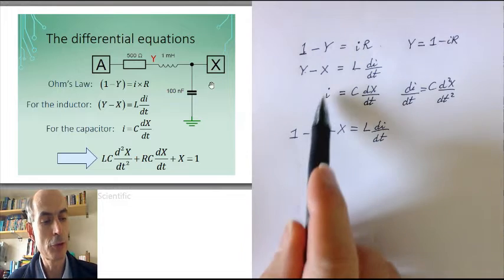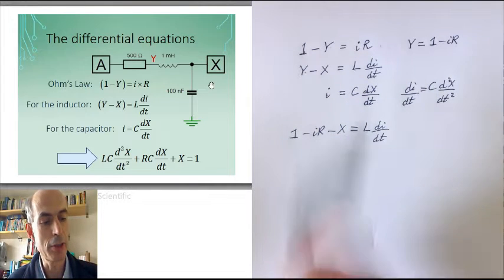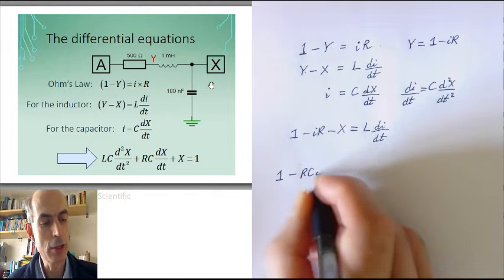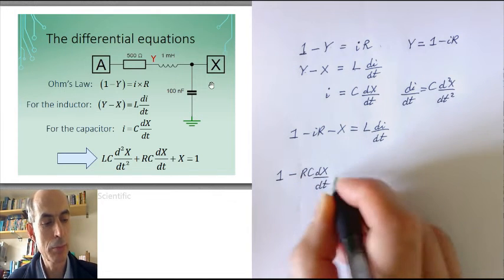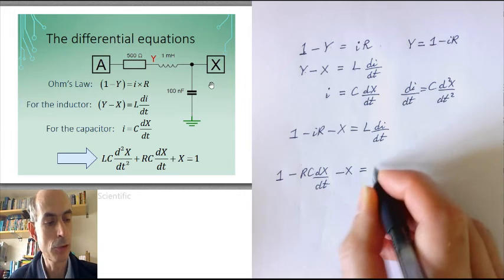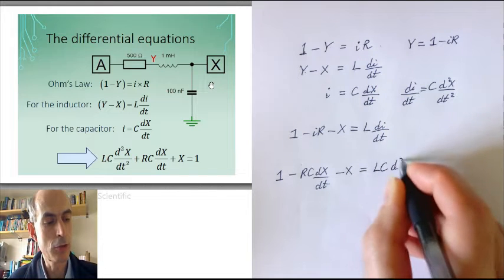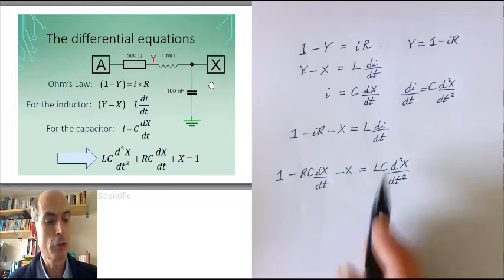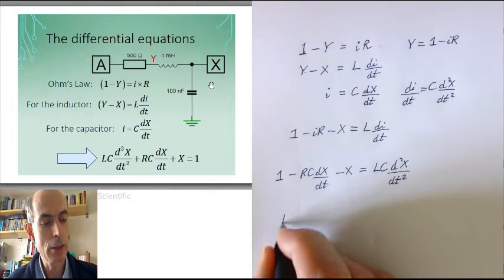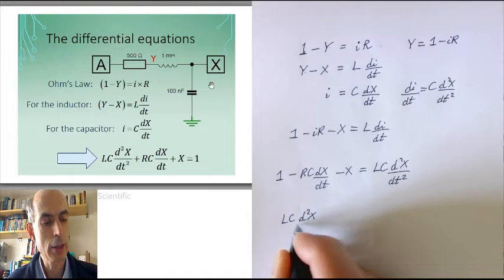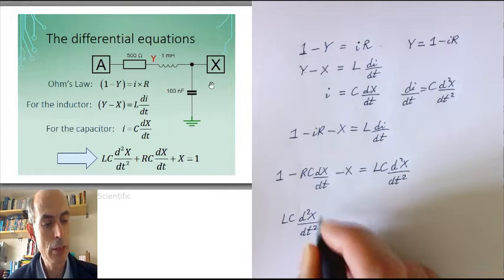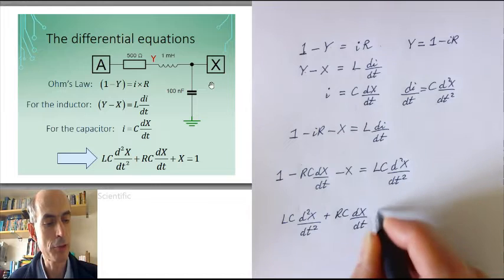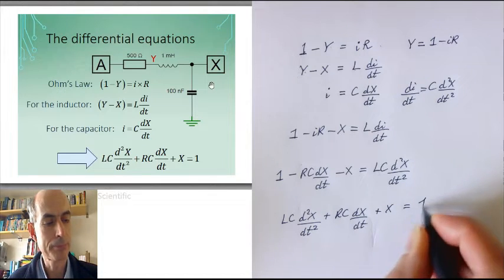And I can now substitute in for both I and di/dt and get 1 minus RC dx/dt minus x equals LC d²x/dt², which, just moving the terms around, gives me LC d²x/dt² plus RC dx/dt plus x equals 1.